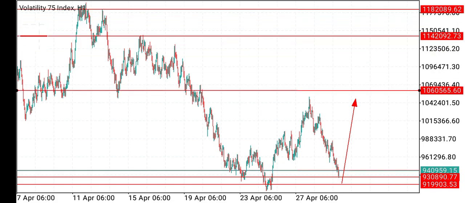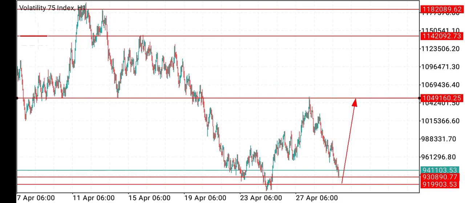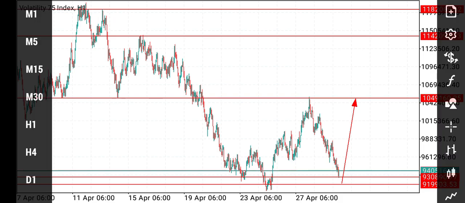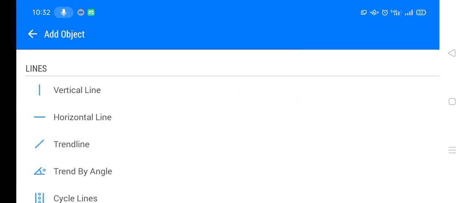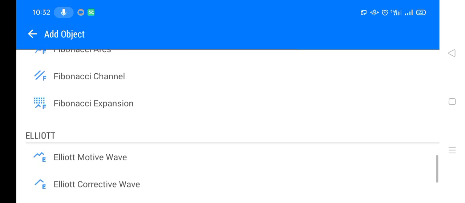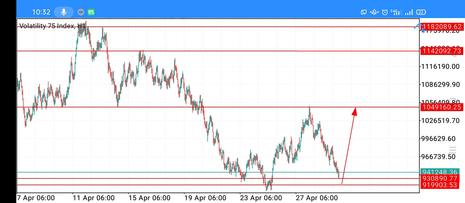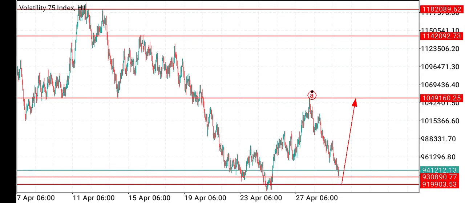I'm just using this line just to show you. So this is wave one. Let me find something where I can show you how to spot them. So this is your wave one.